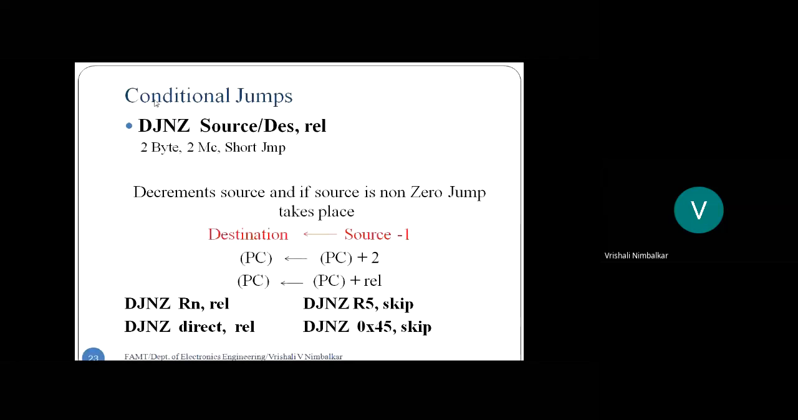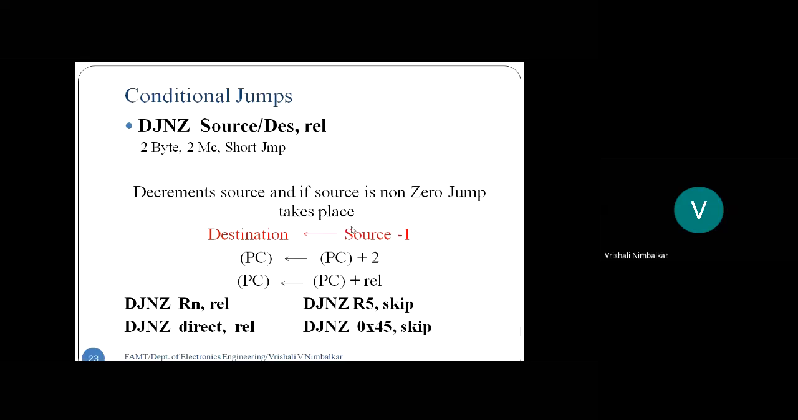We have one more conditional jump, DJNZ, and hope everyone is familiar with DJNZ. Two functions: decrement and check, jump on no zero. So decrementing and jumping are the two functions. DJNZ: whom to decrement, mention, and where to jump, mention. It decrements the source, and source and destination are the same. Decrement the source by 1 and check: if it is non-zero, the jump takes place. If it is 0, the jump does not happen.